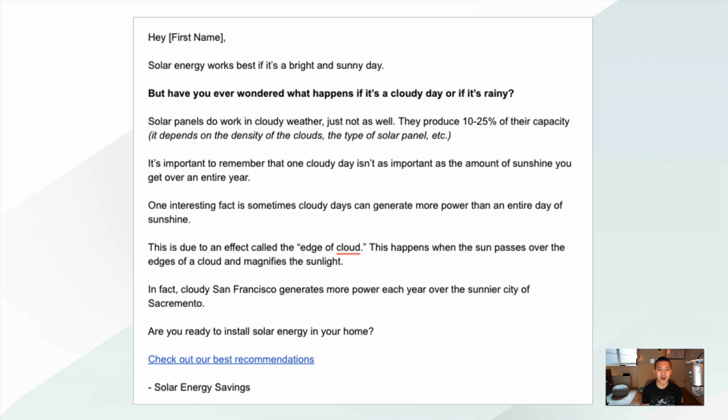This is due to an effect called the edge of cloud. This happens when the sun passes over the edges of clouds and magnifies the sunlight. In fact, cloudy San Francisco generates more power each year over the sunnier city of Sacramento.